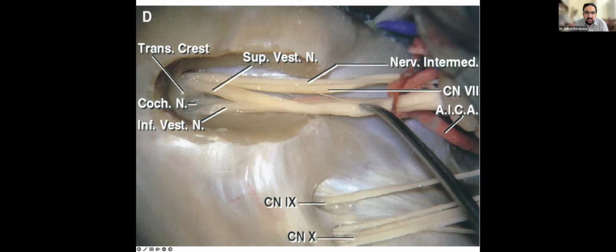In the superior part, posteriorly, we are seeing the superior vestibular nerve, and anteriorly, we are seeing the facial nerve and the nervus intermedius, which is going there. And obviously, here we can see the inferior vestibular nerve, and more anterior to the inferior vestibular nerve is the cochlear nerve.